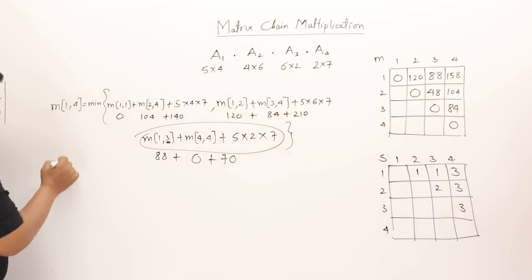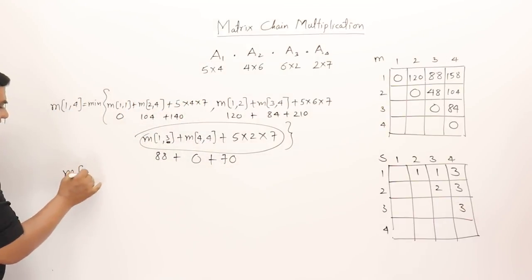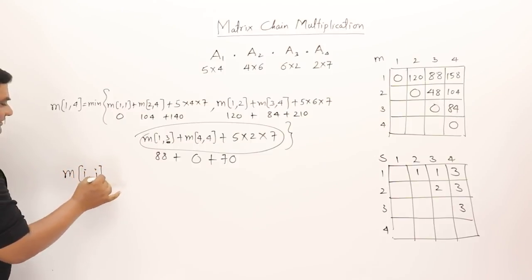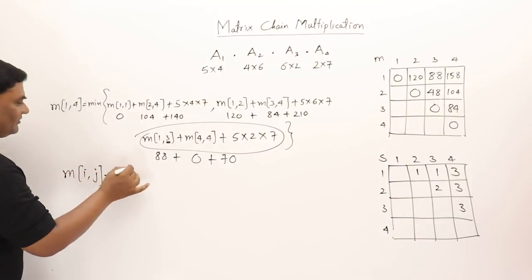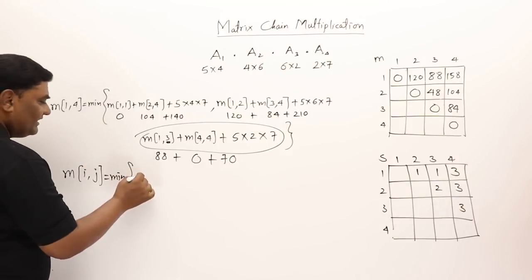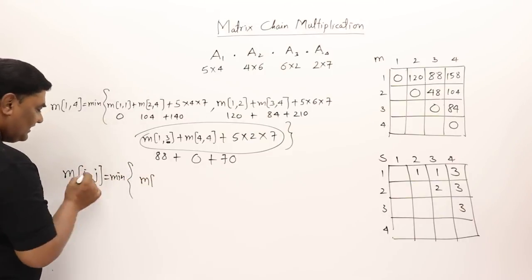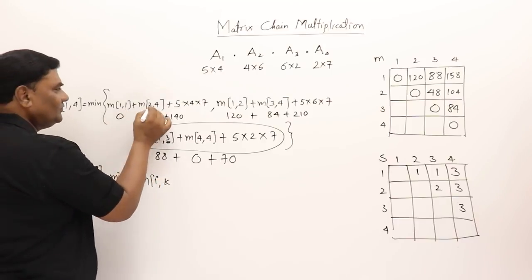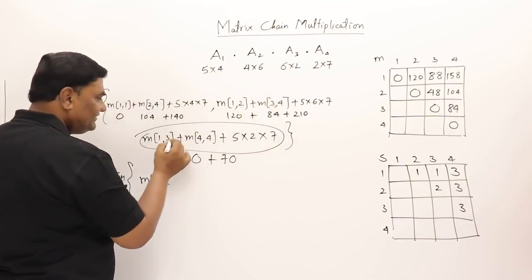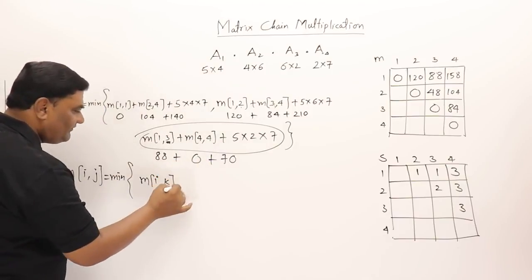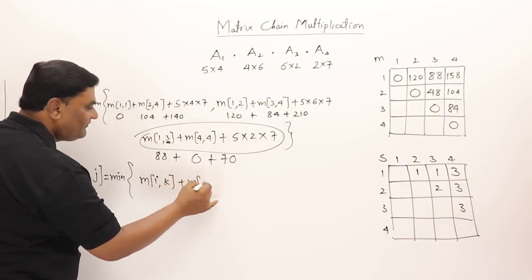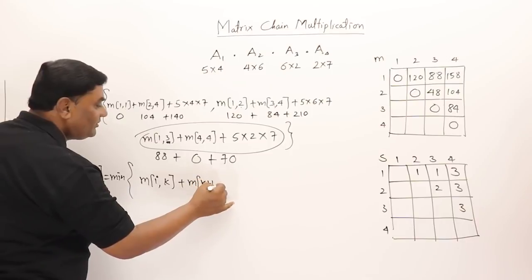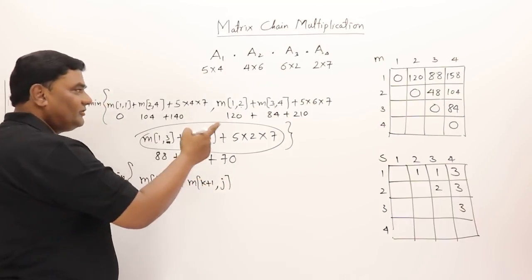See here, if I say m of i comma j, minimum of, what is this? M of i to some k. So you can see that this was 1, so 2, then 2, then 3, then 3 and 4. So m of i comma k plus m of k plus 1 comma j. This is the formula I use.